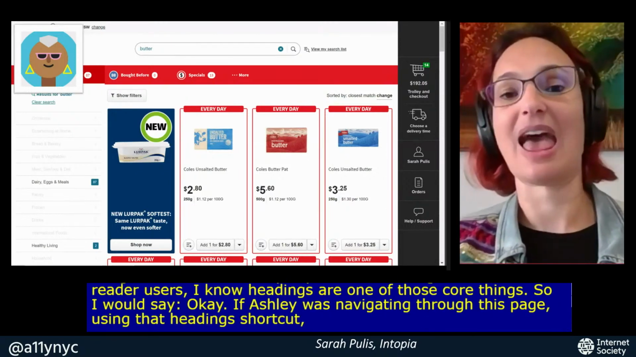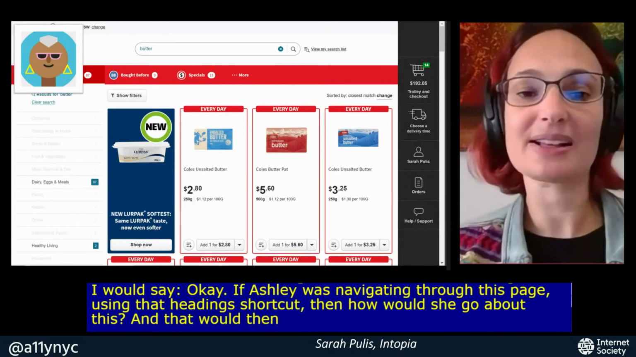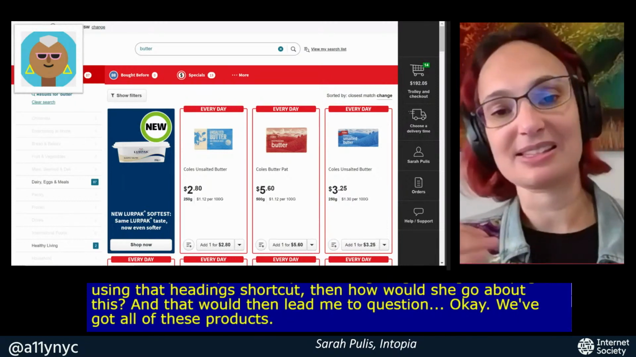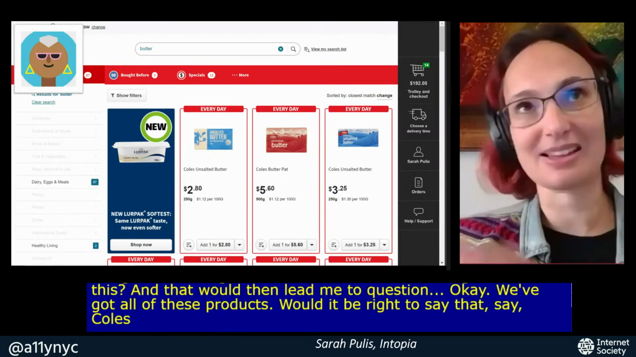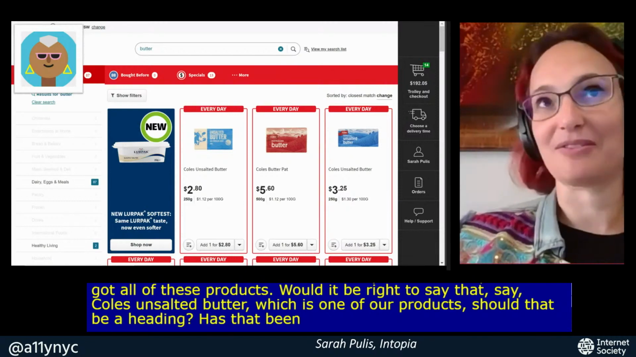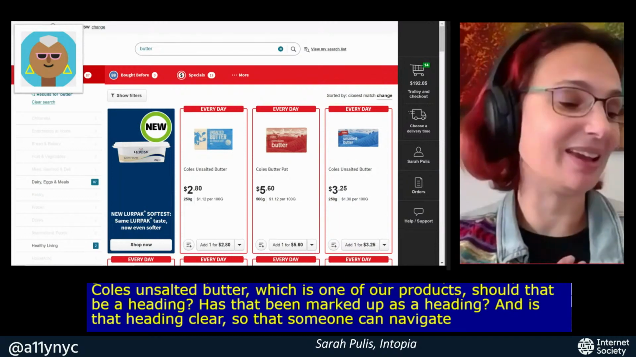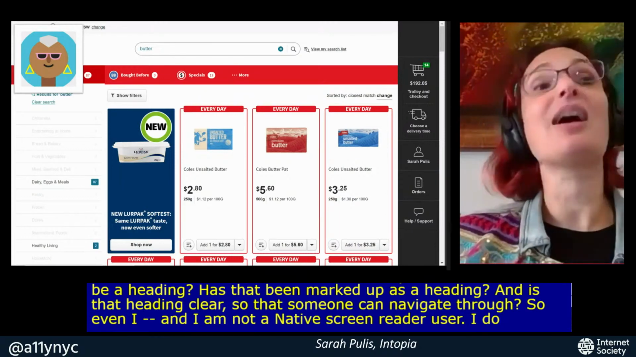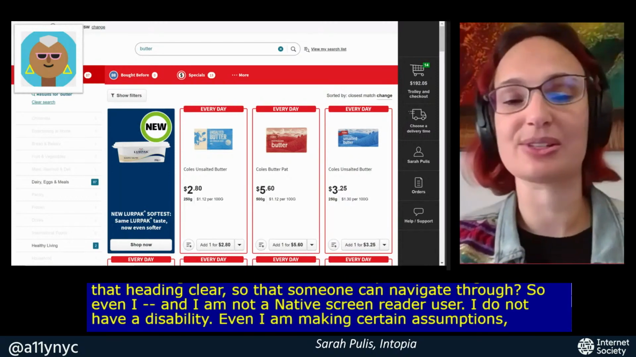So I would say, okay, if Ashley was navigating through this page using that heading shortcut, how would she go about this? And that would then lead me to question, okay, we've got all of these products. Would it be right to say that, say, Coles Unsalted Butter, which is one of our products, should be a heading? Has that been marked up as a heading? And is that heading clear so that someone can navigate through?